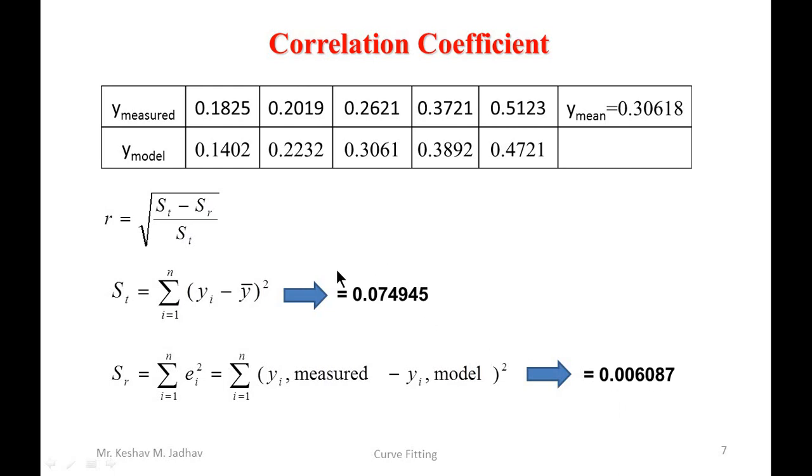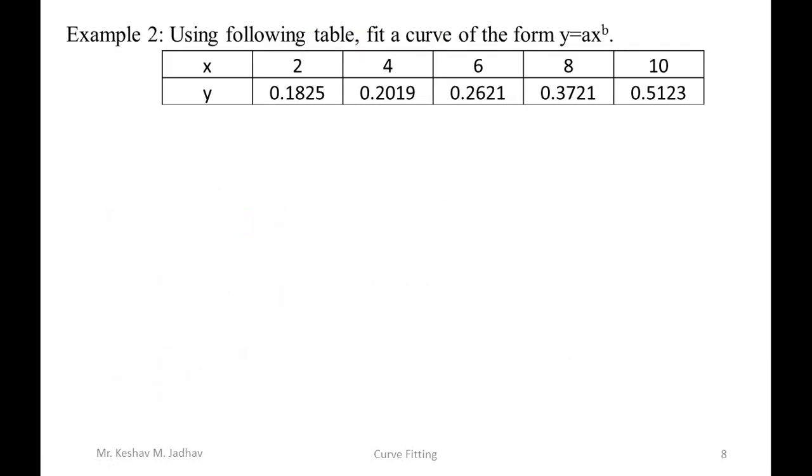So if you put this ST and SR in this equation, then we will get correlation coefficient as 0.9585. So for perfect fit, value of R is 1. So that's why there is slight variation in measured values and values calculated from the model equation. Now we will solve one example based on power fit.